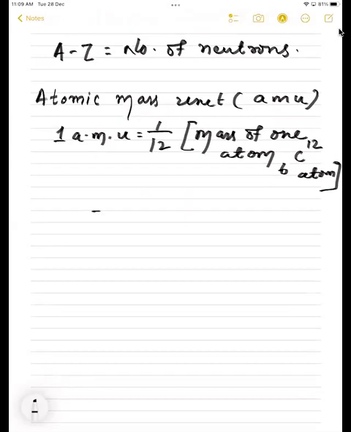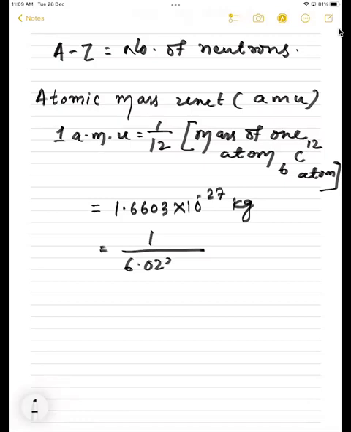And that is also equal to how much? 1.6603 into 10 to the power minus 27 kg. So that is equal to 1 by 6.023 into 10 to the power 23 grams, using Avogadro's number. These things you know, right? The atomic mass unit.